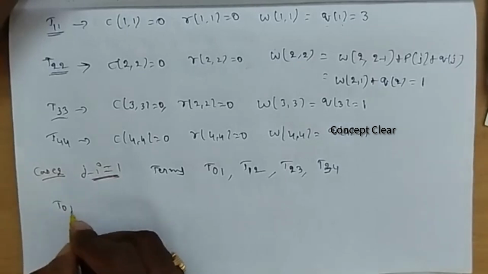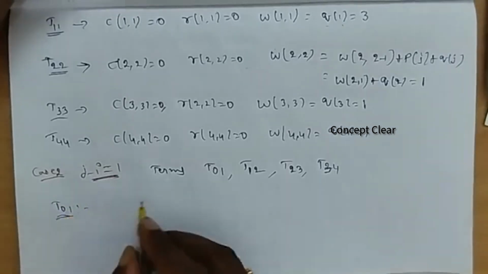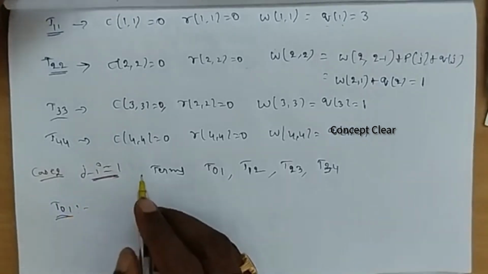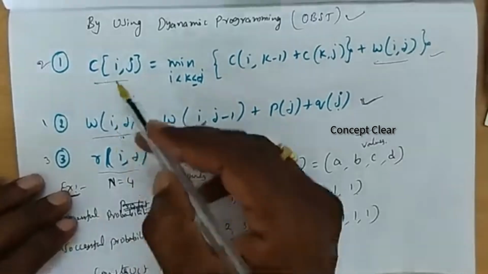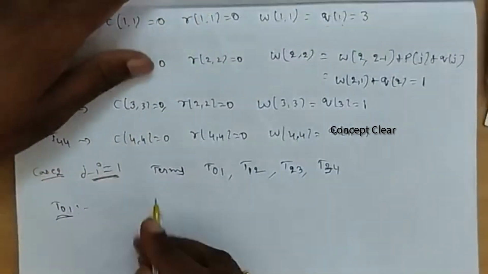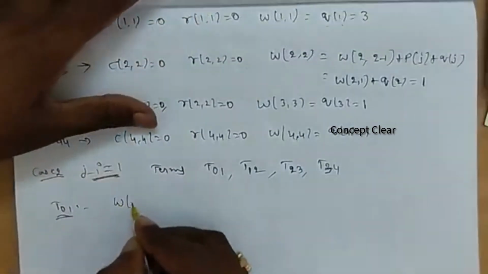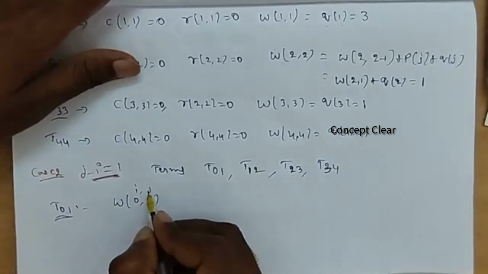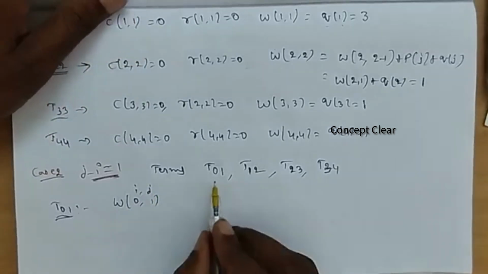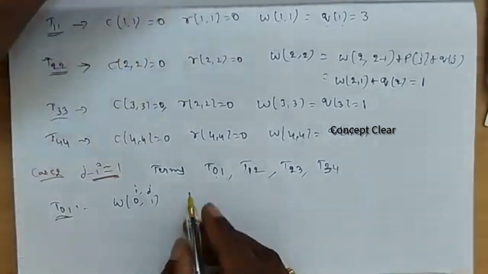What is the first term? T01. For the T01 term, we have to find out the W value, C value, and R value. First here I am finding the W value. W of T01. Here i value is 0, j value equals 1. Okay, 0, 1.